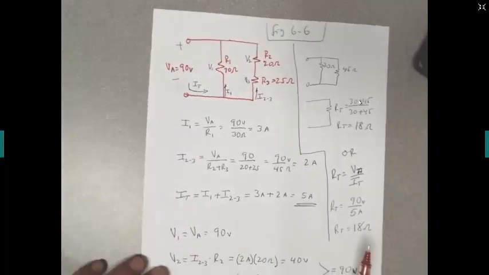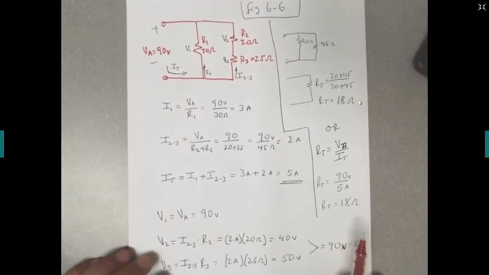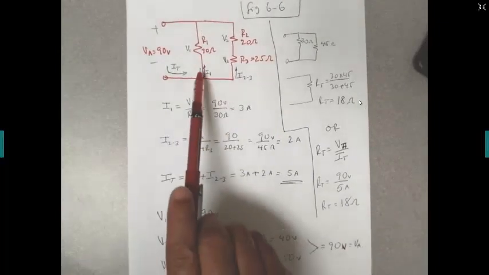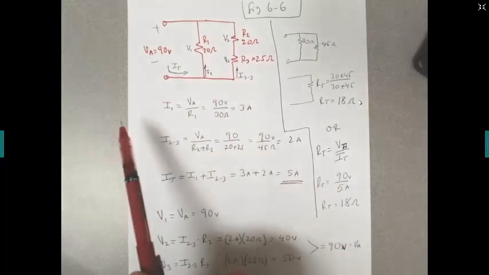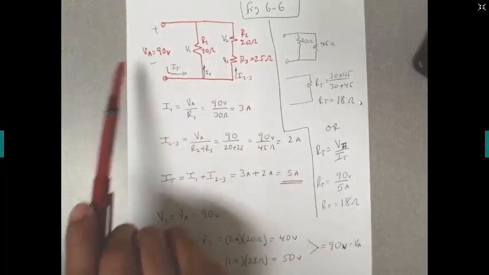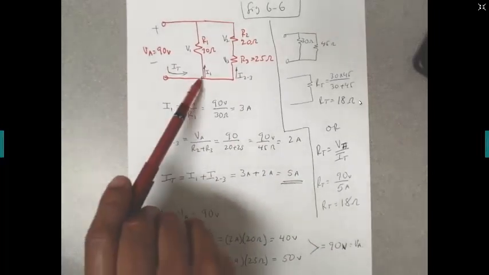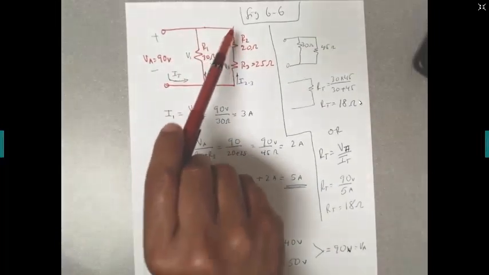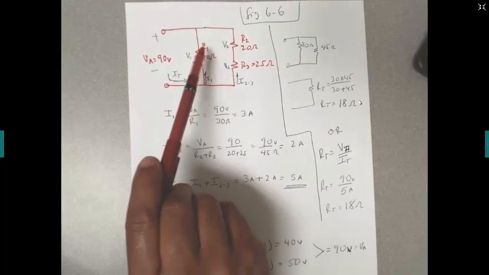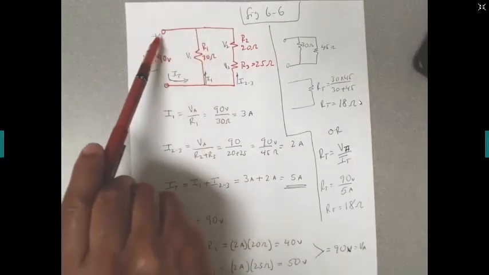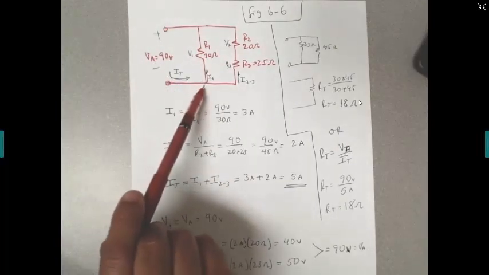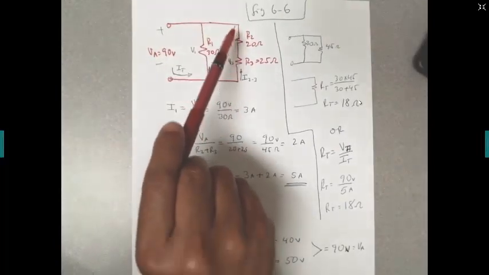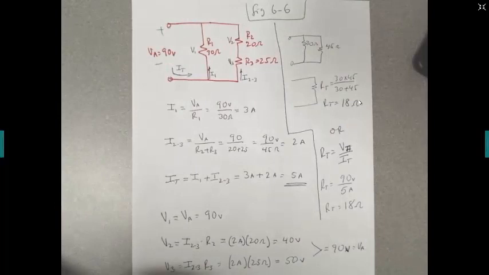All right, here we have the same circuit. I got 30 ohms, 20 ohms, and 25 ohms right here with a source of 90 volts. Because these two branches are connected in parallel, I know that the voltage across each one of the branches is the same as the source. So I got 90 volts going through here, 90 volts going through there.